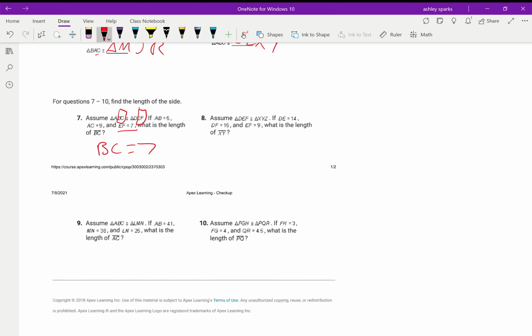We can do similar things with the next one. It might even help you just go straight to what are they asking about. They're asking about X and Y. That should match with DE. Do I see anything in this that tells me about DE? Yeah, right there it says DE is 14. So all this other information is just extra information that I frankly don't need. So 14 is my answer.